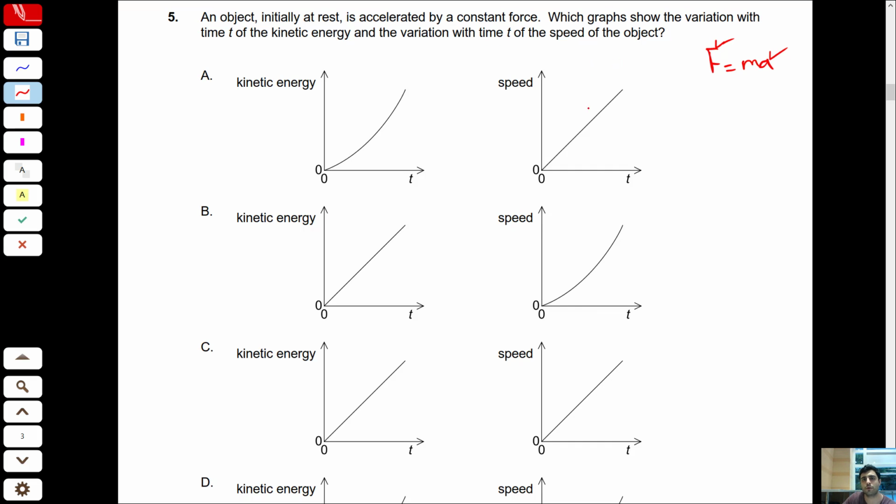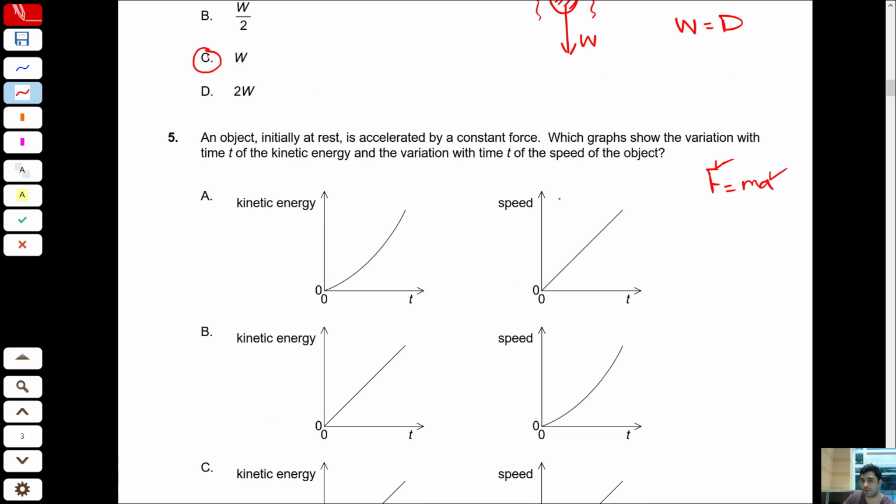Okay, let's talk about the speed versus time graph first. You should always know that if you have a graph of displacement versus time, velocity versus time, or acceleration versus time, in order to go from a displacement-time graph to a velocity-time graph, and from a velocity-time graph to an acceleration-time graph, you need to find the slope of the graph. So going forward is like differentiation, finding the slope of the graph.